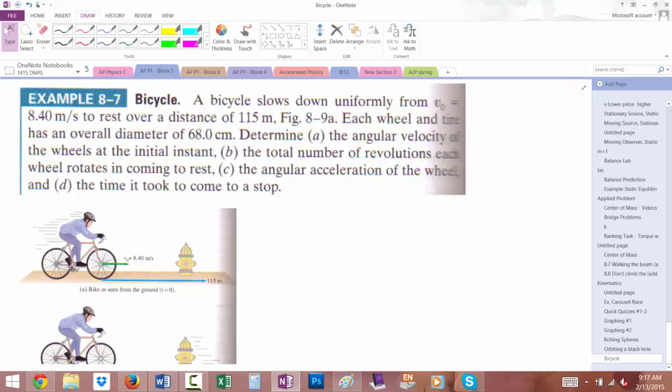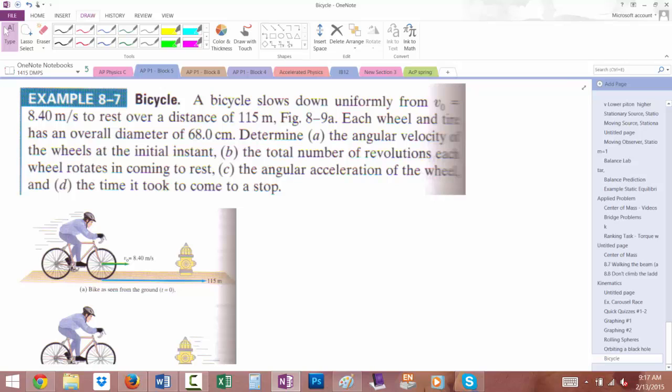One more problem for you to work on. A bicycle wheel is rotational motion, right? Rotational motion that causes you to have translational motion. Are you with me there? So the bike wheel rotates and you move. It's kind of a nice system. A bicycle slows down uniformly from an initial velocity of 8.4 meters per second to rest over a distance of 115 meters.